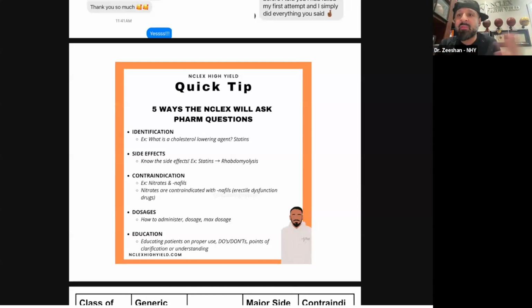The first one is identification. Identify it. What type of drug is this and what is it used for? The second thing is, what are the side effects of this drug? The third one is contraindications. If I take this drug, what can I not take or what should I not take?